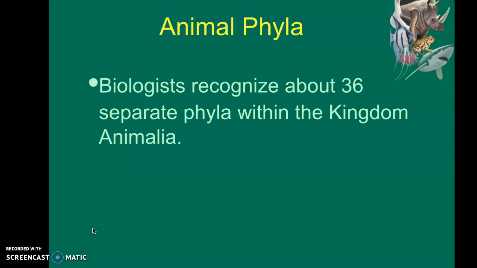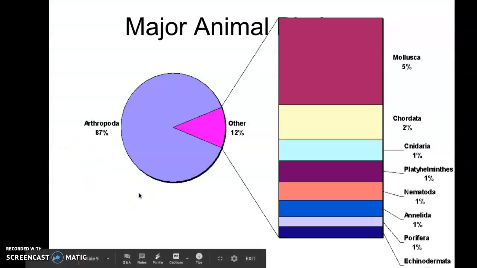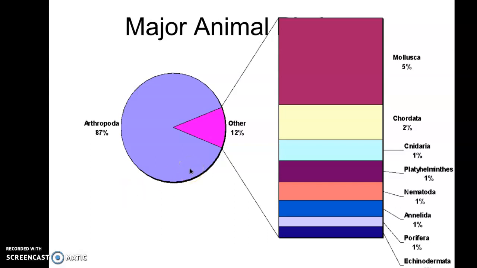We know that there are about 36 different phyla within the kingdom Animalia. We mostly think of mammals, but if you look at the groupings, arthropods are 87% of animals. Between insects, crustaceans, spiders, centipedes, and millipedes, they make up 80% of the animal kingdom. The others only make up 12%, and of that 12%, 5% are mollusks, only 2% are Chordata, 1% is Cnidarian, 1% is Platyhelminthes.